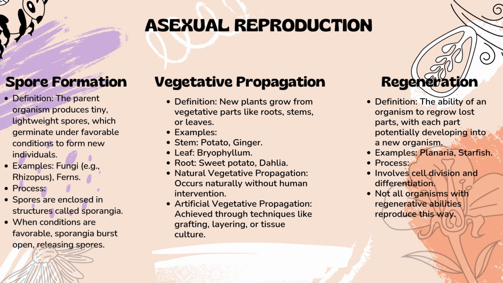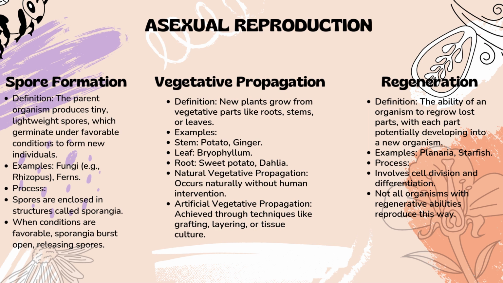5. Vegetative propagation. Definition: new plants grow from vegetative parts like roots, stems, or leaves. Examples: stem, potato, ginger; leaf, bryophyllum; root, sweet potato, dahlia. Natural vegetative propagation occurs naturally without human intervention. Artificial vegetative propagation is achieved through techniques like grafting, layering, or tissue culture.